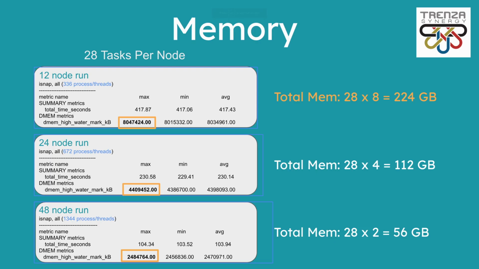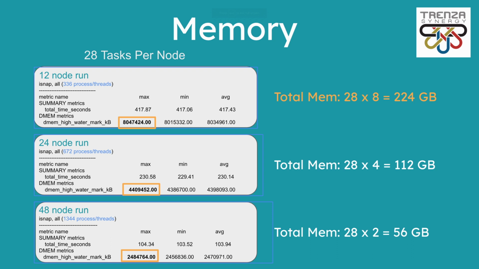This next example was run with the SNAP benchmark. Here are the outputs of a strong scaling study using 12, 24, and 48 nodes with 336, 672, and 1,344 MPI tasks respectively. Each run is set up to use 28 MPI tasks per node. In a strong scaling study, we use the same input but change the number of nodes to see how the runtime and memory allocation change as the number of nodes increase.